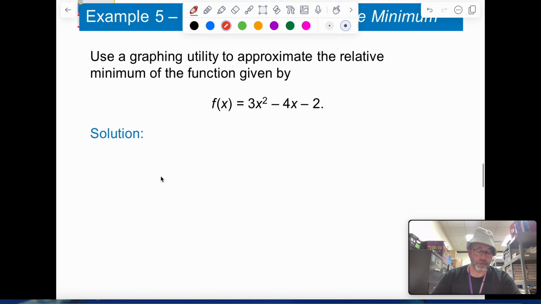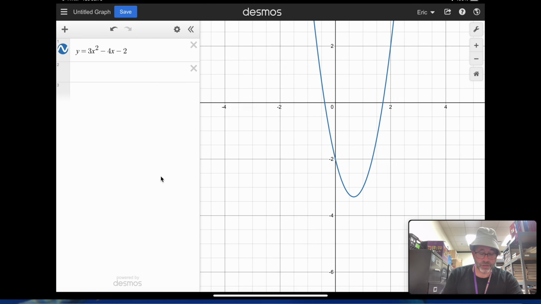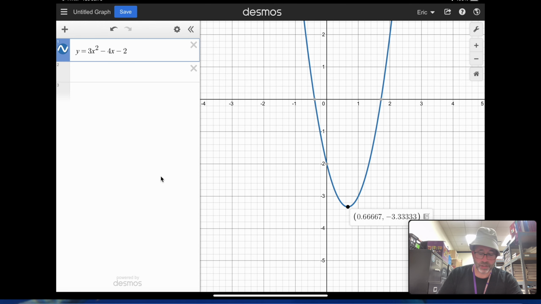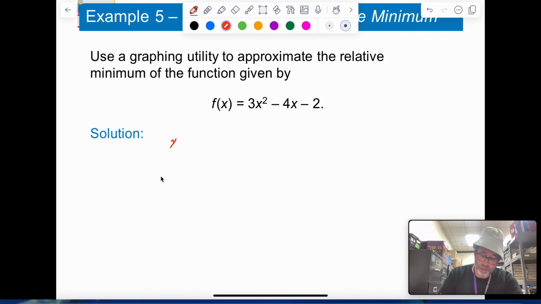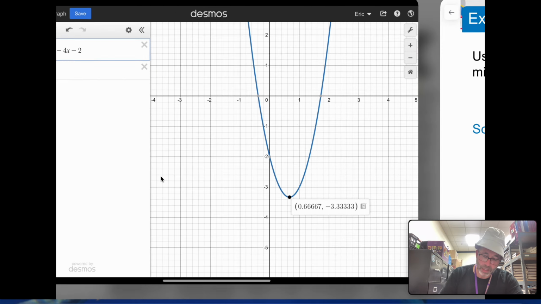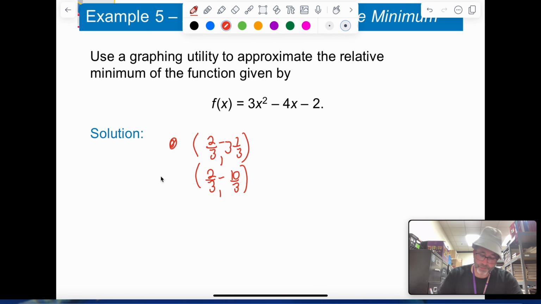So when we look at a graphing utility and we're trying to find a maximum or a minimum, just graph it and then look at the point. So in this case here, 3x squared minus 4x minus 2, I went ahead and graphed this on Desmos. All you have to do is zoom in on the point and then touch that point and it'll tell you where it is. So this one is at about 2/3 and then negative 3 1/3, which is 2/3 and then negative 10/3. Okay, so that's as easy as it is.